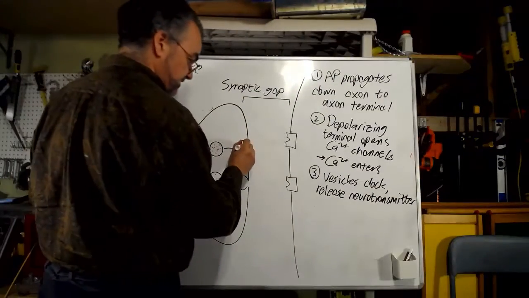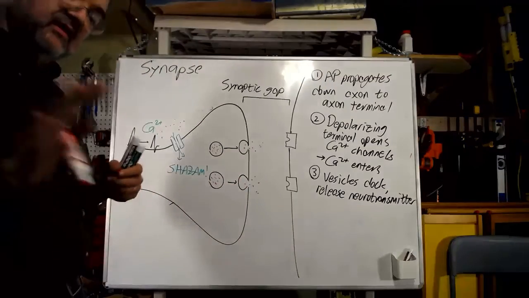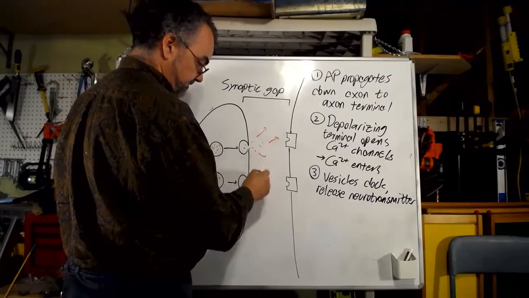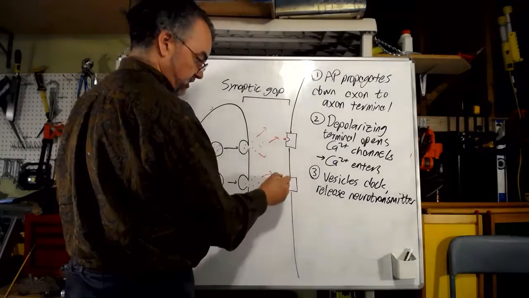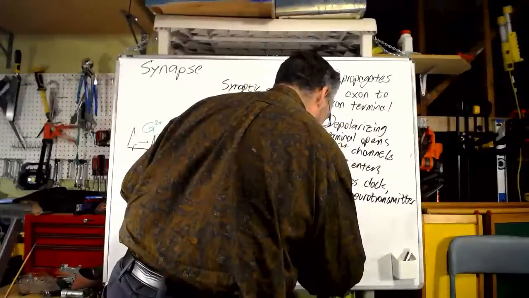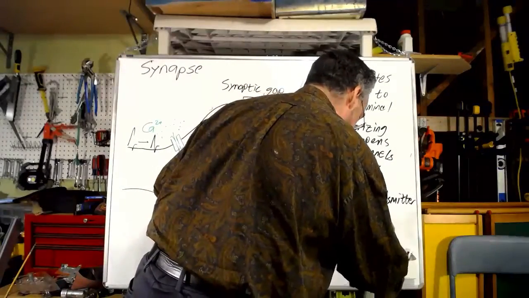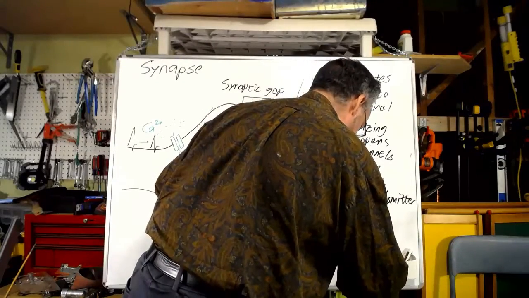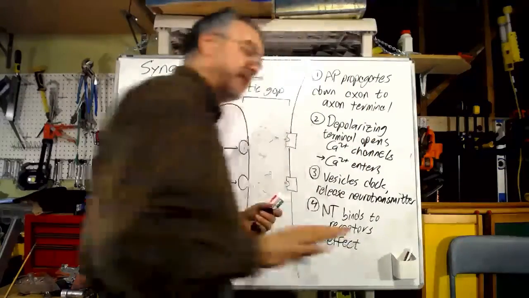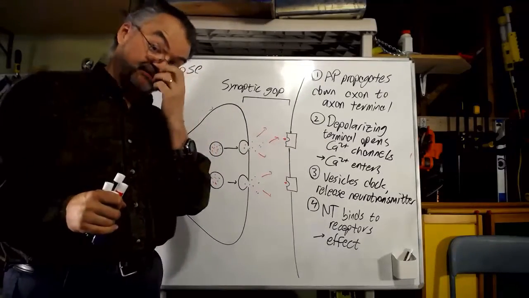That neurotransmitter is now released into the synaptic gap. This is a very small space, which means very quickly this diffuses across, and some of it binds to receptors. NT, neurotransmitter, binds to the receptors, which causes some kind of effect in the postsynaptic cell. And that will depend entirely on what kind of receptor that is.